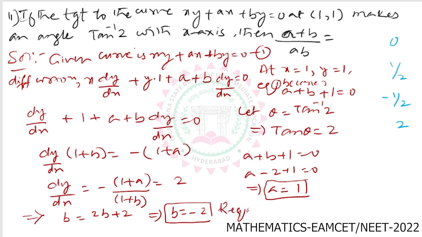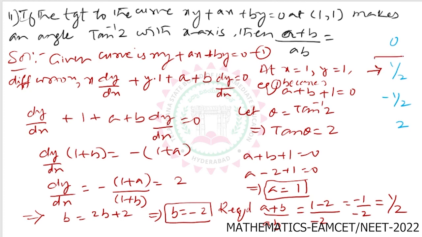Therefore, what is my required answer? What is he asking? The value of a plus b by ab. So a plus b is nothing but 1 minus 2, divided by 1 into minus 2 is minus 2. So 1 minus 2 is equal to minus 1 whole divided by minus 2, minus minus cancel. This gives me plus 1 by 2. So the answer is the second option. Is it clear? So he wants the value of a and b in terms of the numeric. So see, this is a totally different question, right? Is it clear? Right?